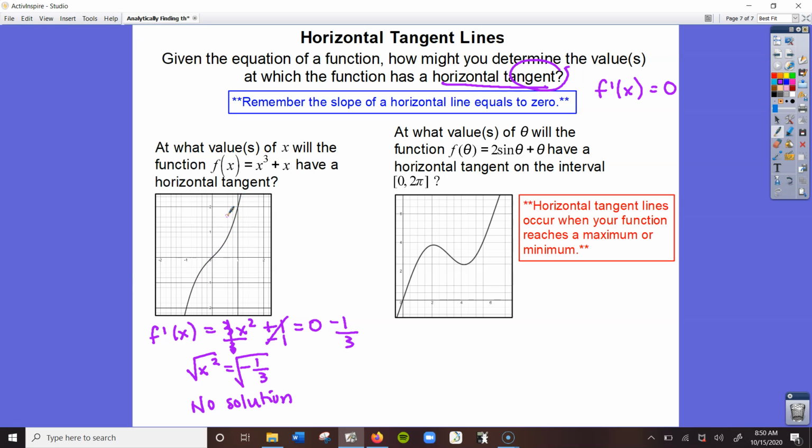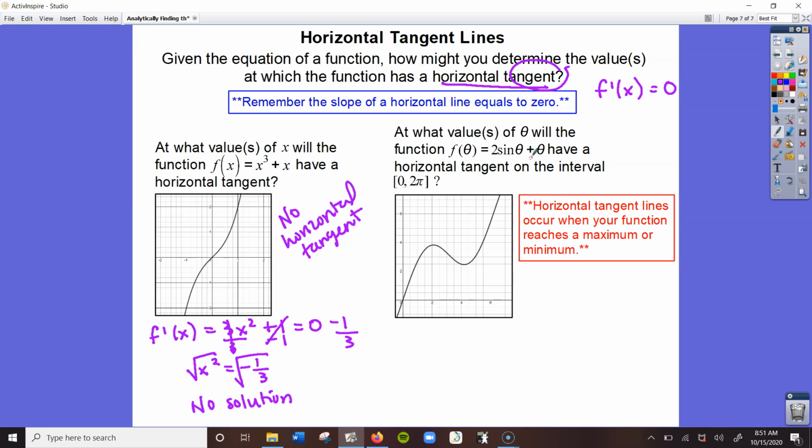In order for you to have a maximum, your graph must have changed from increasing to decreasing. And in order for you to have a minimum, your graph must have changed from decreasing to increasing. And since my function does not change direction, it means that there is no horizontal tangent, especially since the derivative never equals 0. That means no horizontal tangent line.